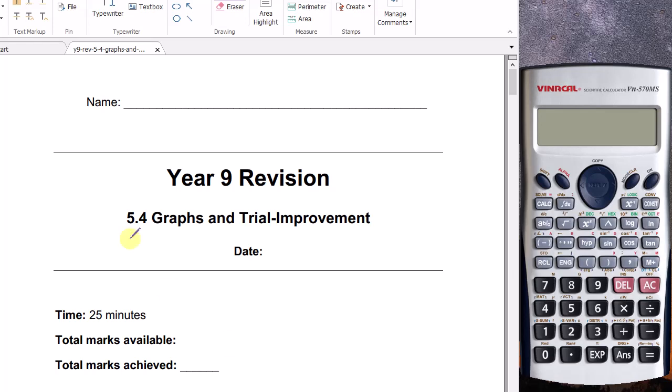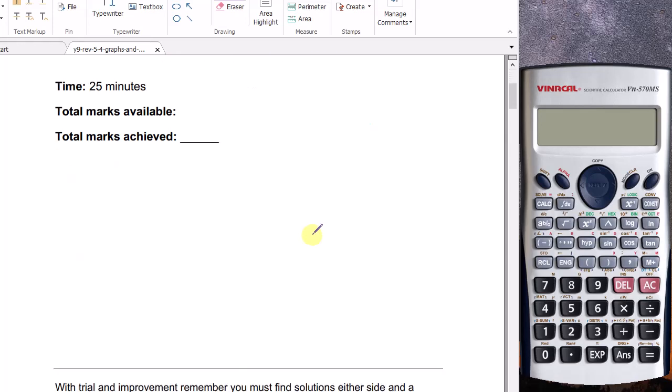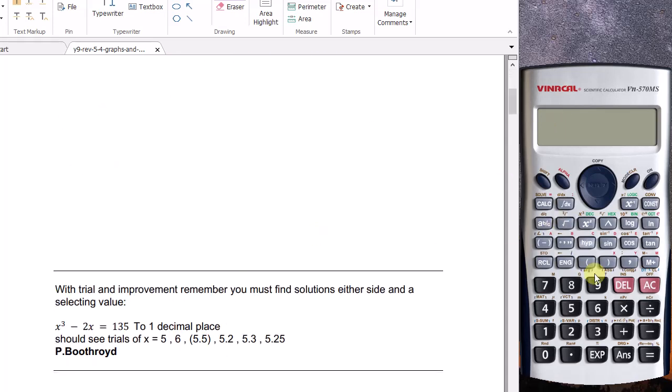Okay, this is the fourth one. This is worked solutions for graphing and trial and improvement. The intention is just to check through and make sure we know what's going on with these. Probably, I don't expect us to use this.